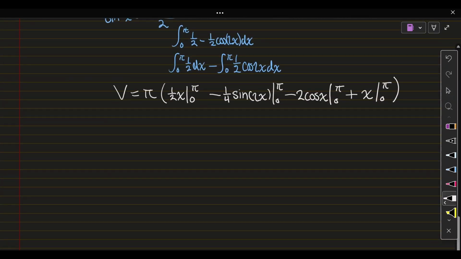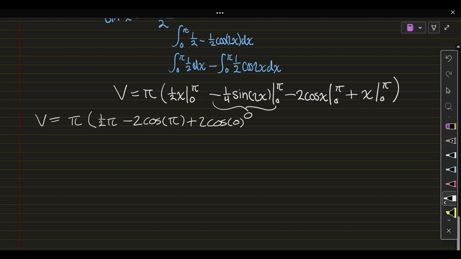Okay. Finally, we have that the volume is going to be equal to pi times 1/2 pi minus 0, plus negative 1/4. Something to notice here is that at both 0 and pi, sine is 0. So this guy will evaluate to 0, and then minus 2 cosine of pi plus 2 cosine of 0, and then plus pi.